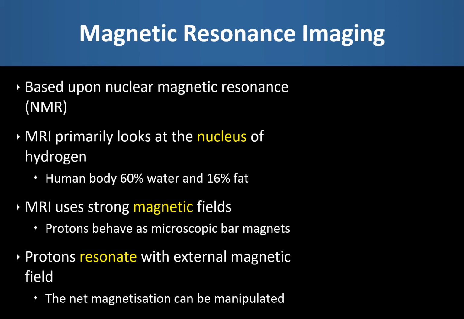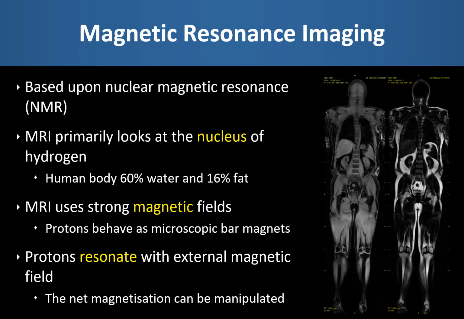Briefly, magnetic resonance imaging is based upon the phenomenon of nuclear magnetic resonance, or NMR. If we look at the various terms that make up NMR, firstly, MRI primarily looks at the nucleus of hydrogen. A typical adult is approximately 60% water and 16% fat, so it's possible to create images which are sensitive to the protons within water and fat molecules, although other NMR active nuclei can also be imaged in certain circumstances.